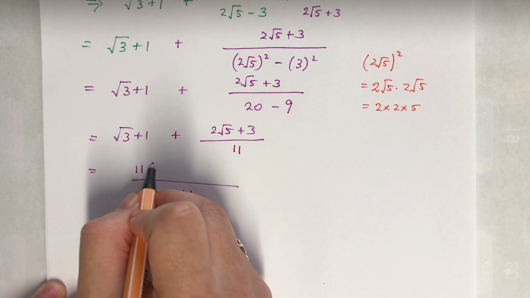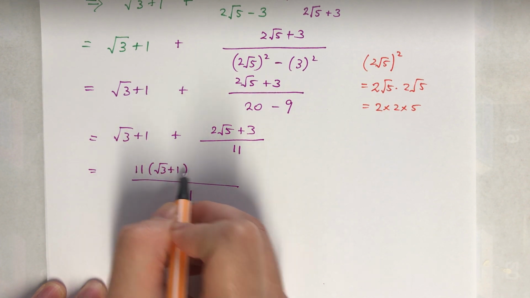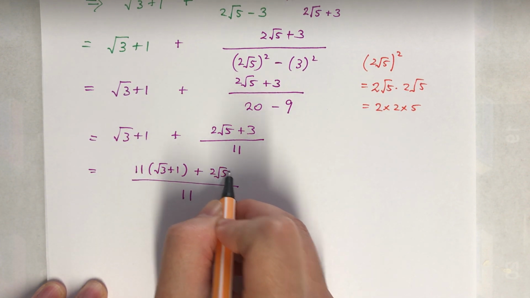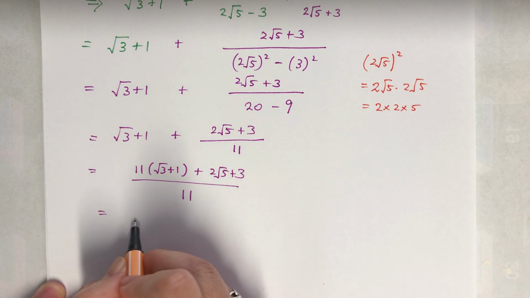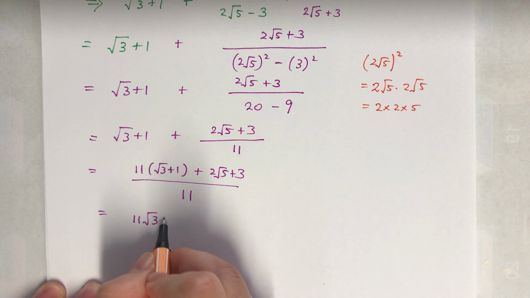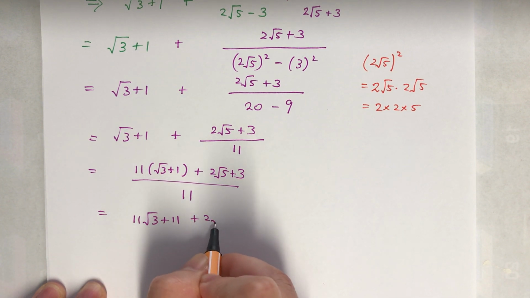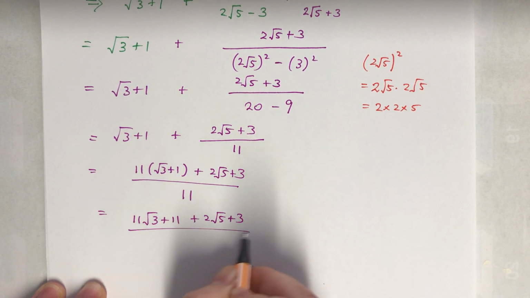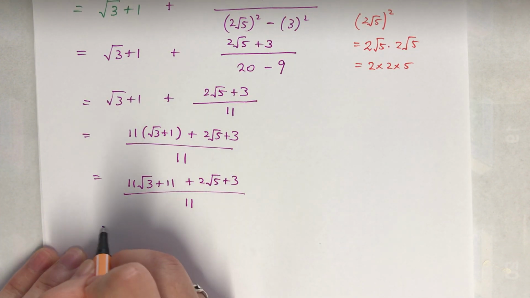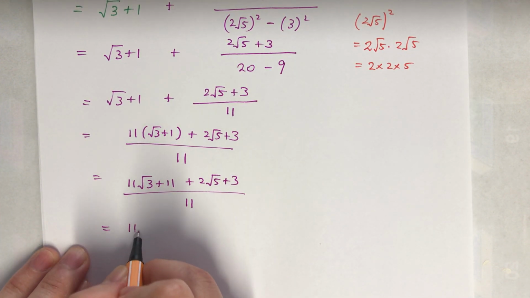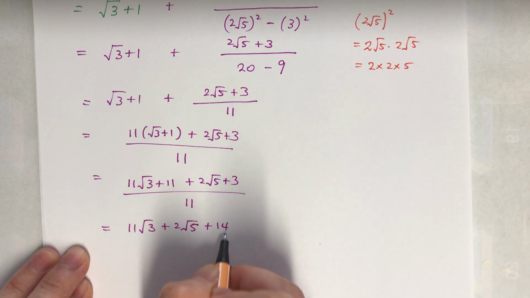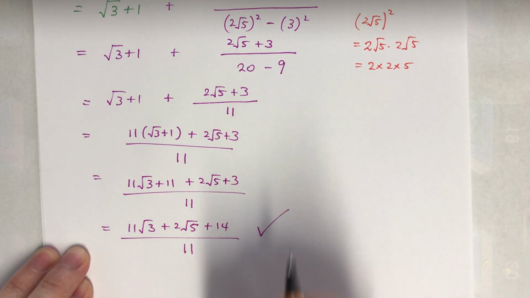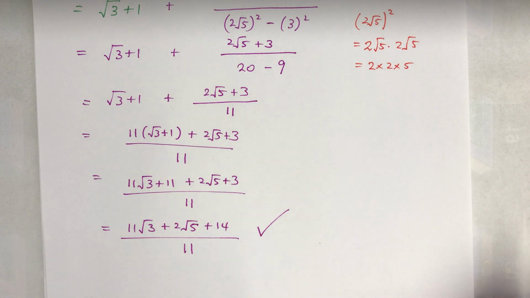So it'll be 11 times root 3 plus 1, plus 2 root 5 plus 3. And I'm going to expand this one. 11 root 3 plus 11 plus 2 root 5 plus 3 over 11. And tidy it up a little bit. 11 root 3 plus 2 root 5 plus 14 over 11. Voila, that's it, done. Okay, so next one, question 6.